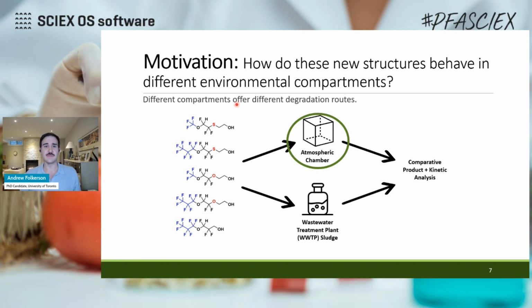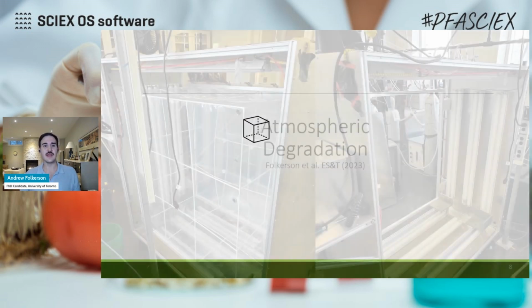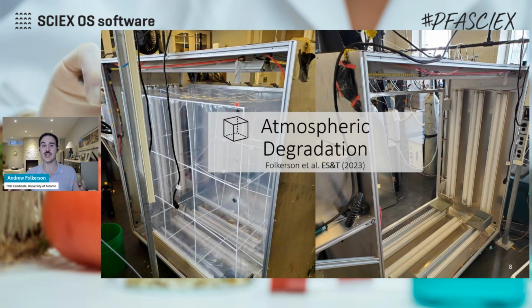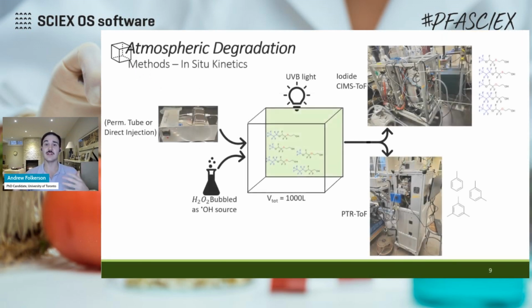So first, looking at the atmosphere, we used a really cool atmospheric chamber at the University of Toronto in John Abbott's lab. This work that I'll be presenting here is actually recently just published. The title is the title of the talk, so you can go find that there at ES&T. However, in these chambers, we're able to mimic different environmental conditions to get an idea of what would happen once it's out in the environment.